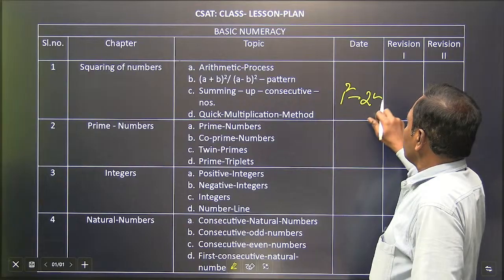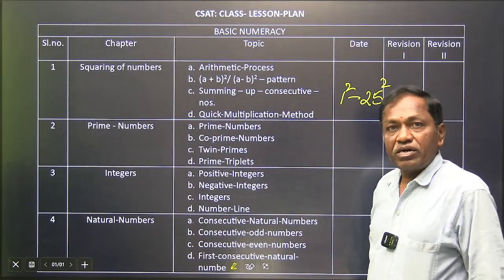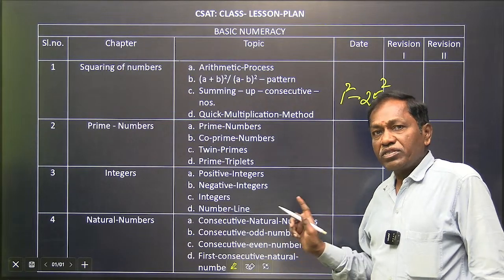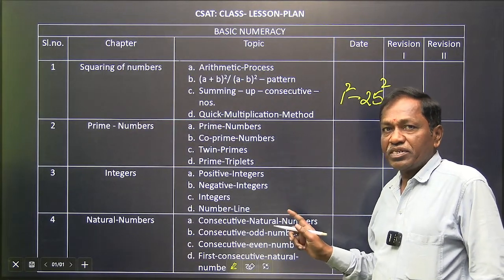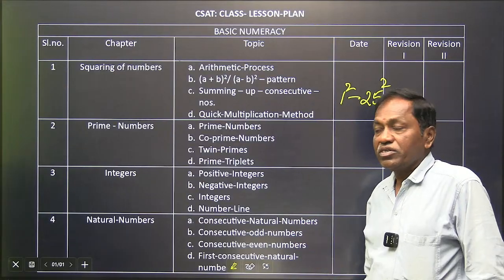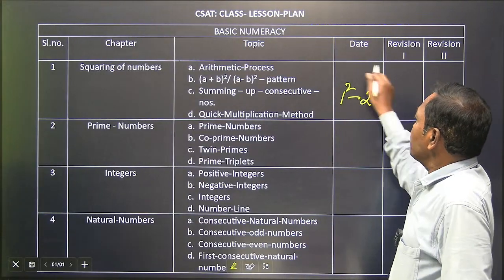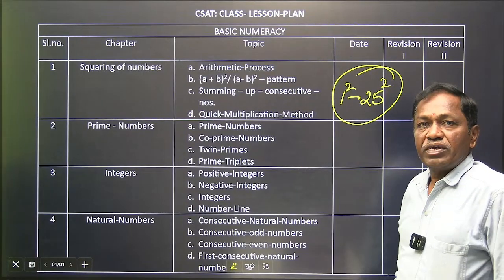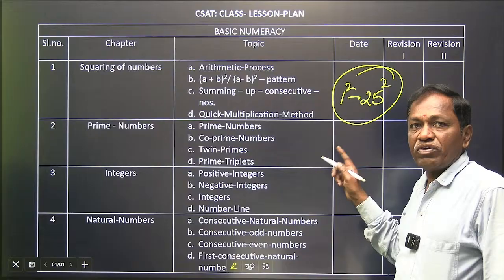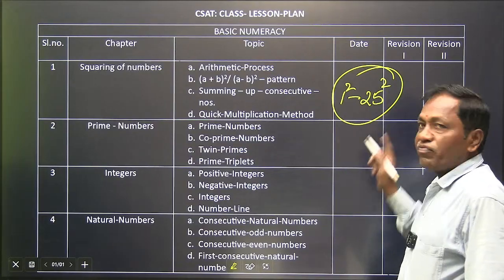You need to know 1 square to 25 square by heart. We should not take much time. If you don't remember this, you consume a lot of time at the cost of another question. That should not happen, because many questions are framed from 1 square to 25 square. 1 square is 1, 2 square is 4, 3 square is 9, and so on till 25 square.